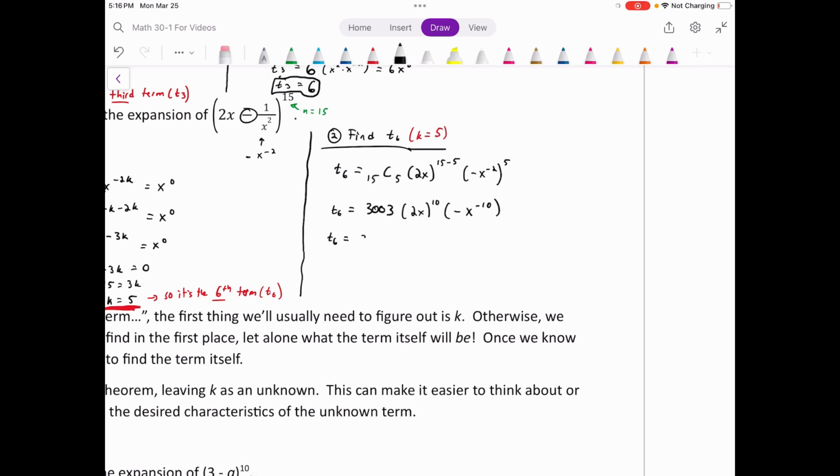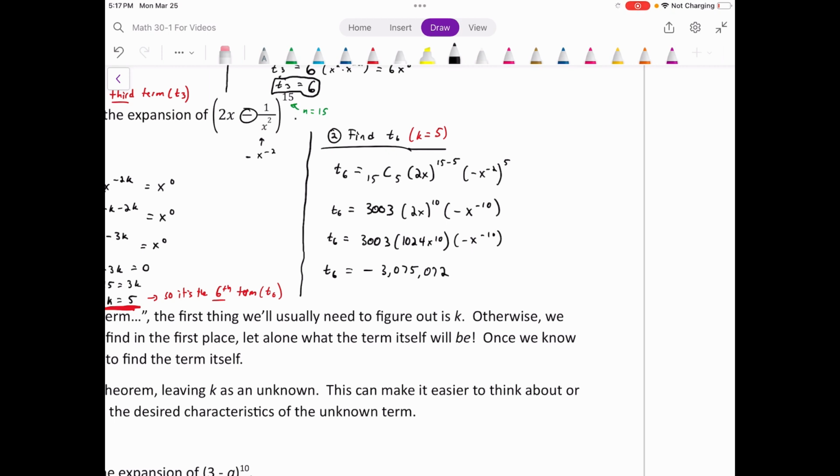The sixth term will be 3003. 2 to the power of 10 is 1024. X to the power of 10 is, of course, just x to the power of 10 times this negative x to the negative 10. All right, almost there. We can just do a bit more simplification. Let's just multiply all our coefficients together. So we've got the 3003 times the 1024 times the negative 1. So that's going to give us negative. Now, 3003 times 1024 is a big number. It's 3,075,072.